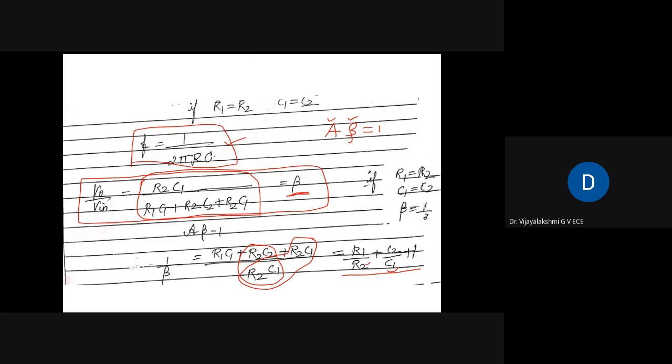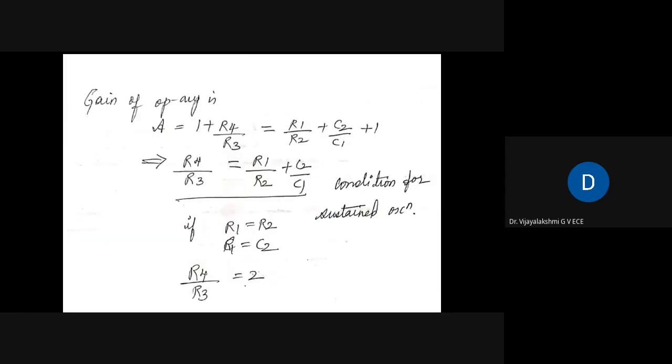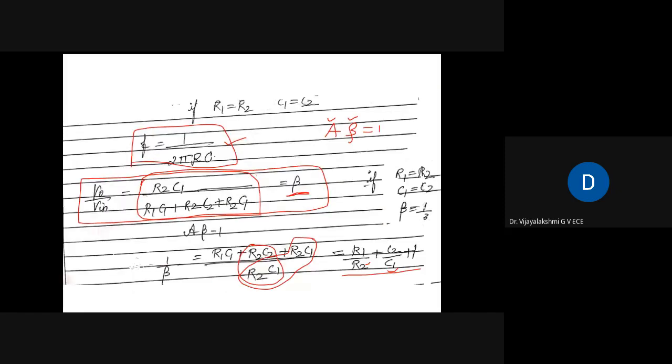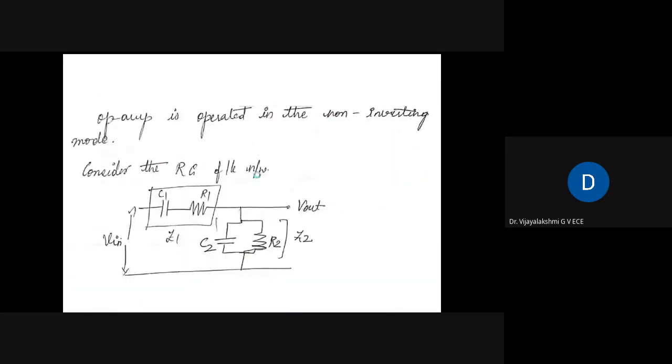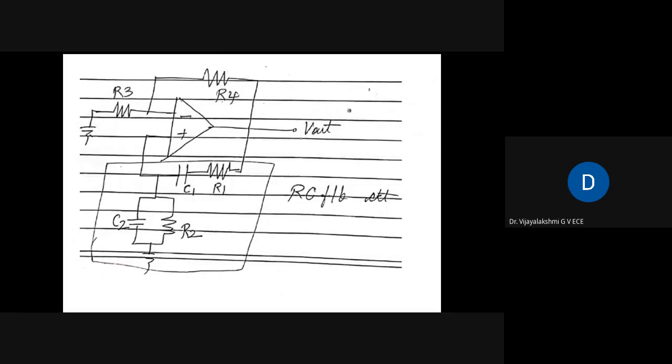Now what am I doing after this? Now this is 1 over beta, right? Now what I do here, I take the gain of the amplifier. Go back to your circuit. What is our amplifier? Operational amplifier. In which mode it is working? It is working in non-inverting mode. So what is the gain of the non-inverting mode? Gain is equal to 1 plus RF by R1. Do you remember?